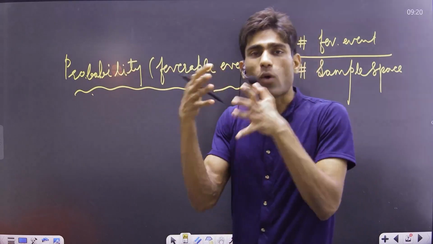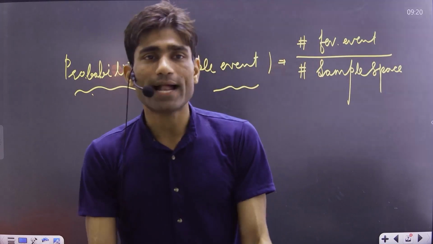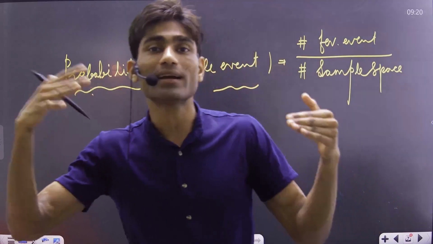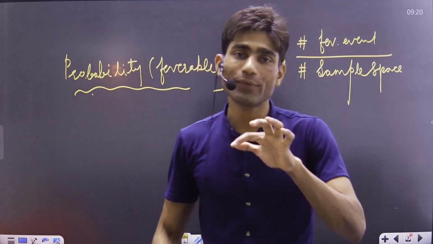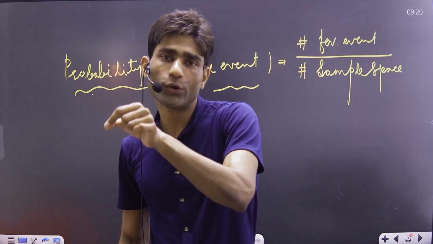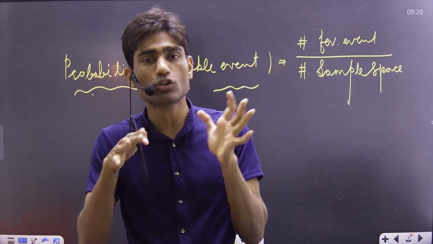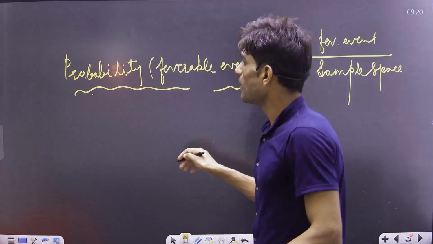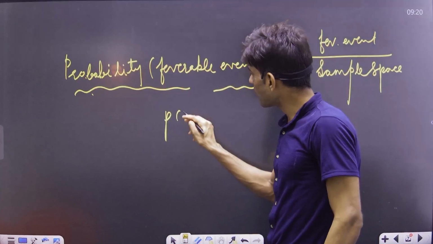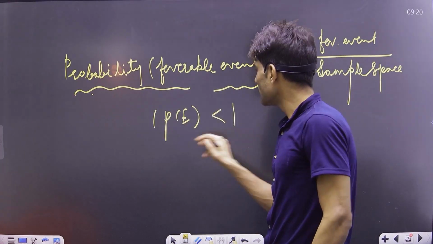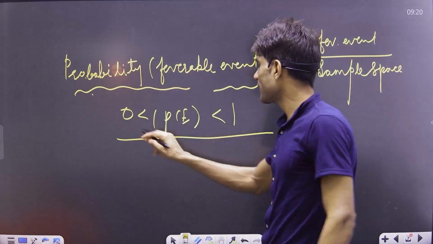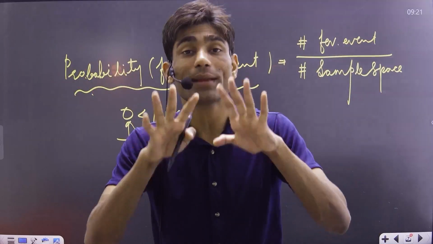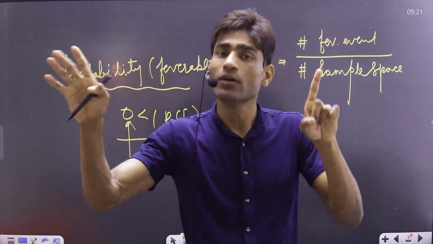Now, what is the next condition here? We cannot define probability as a negative number or a number bigger than 2, 3, or 4. We never hear of a probability of 2.5 or 3. Probability is not bigger than 1 and not smaller than 0. So the probability of any event lies between 0 and 1. Always remember that.